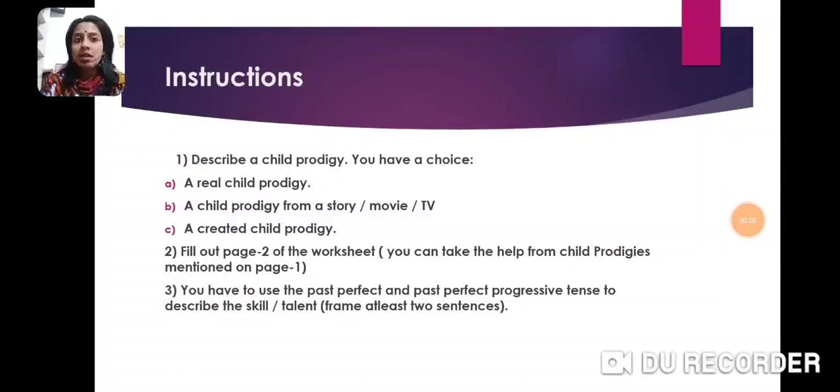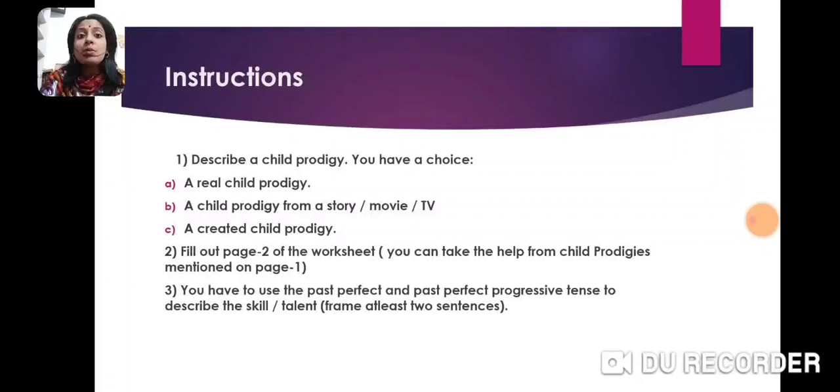See the instructions for how you have to do this activity. You have to describe a child prodigy, and here you have a choice. You can select a real child prodigy or a child prodigy from a story like Enid Blyton or Sherlock Holmes. There are many storybooks. Then from a movie like Spider-Man, Superman, or from a TV show like Chota Bheem. There are many TV shows. You can even imagine and create a child prodigy. It depends upon your imagination.